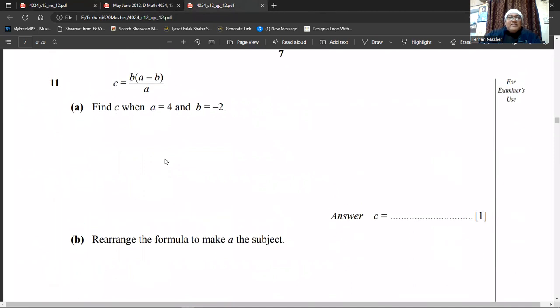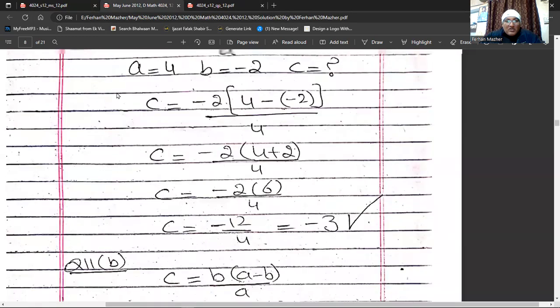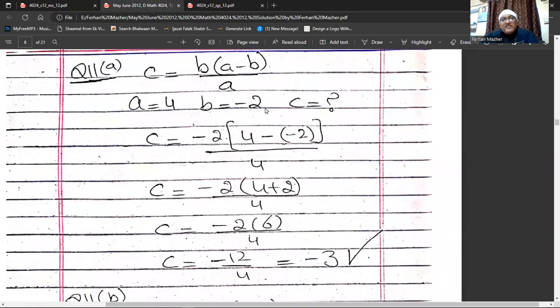Question number 11, C is equals to B, bracket A minus B, bracket close, whole thing divided by A. A part is find C when A is equals to 4 and B is equals to -2. One mark question. Okay, so A is 4, B is -2. Just substitute A and B value in this equation. So C will be equals to -2, bracket 4 minus, bracket -2, bracket close, whole thing divided by 4. I've substituted the value of A and B.